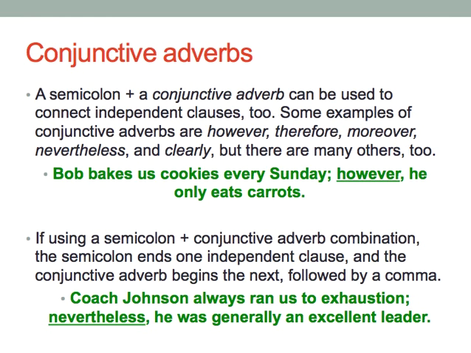In that last example, the word however is what we call a conjunctive adverb. There are a lot of them. They are any type of conjunction that is used in an adverbial sense, in some way modifying or clarifying the verb being used. But a semicolon and a conjunctive adverb combination is a fine way to connect independent clauses too, as you saw in that last example. Bob bakes us cookies every Sunday, semicolon, conjunctive adverb, however, comma, he only eats carrots.